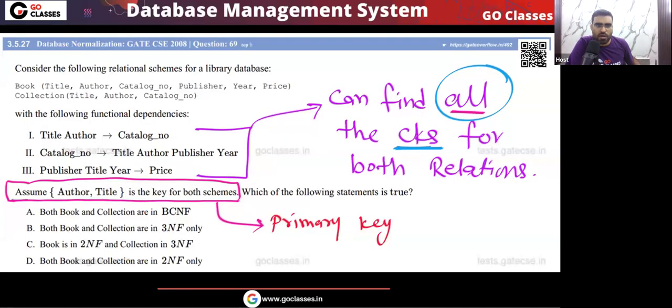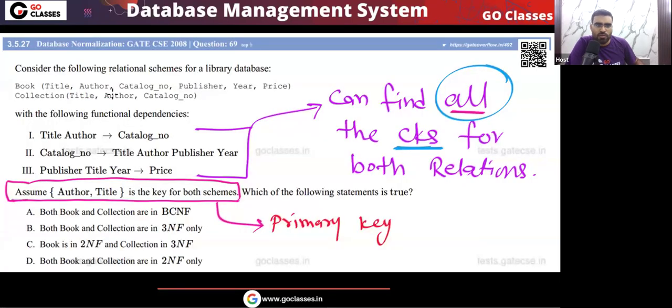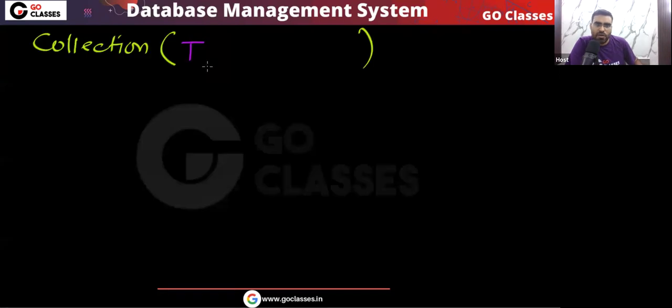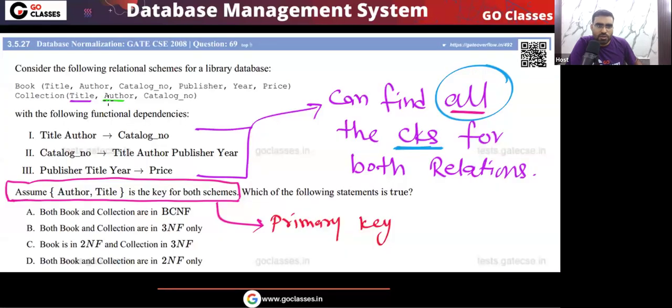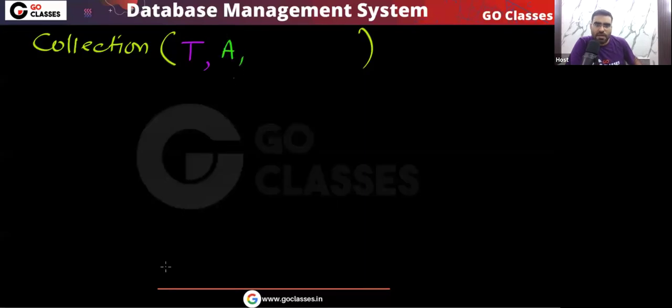Now you can see there are two tables. One is the collection table, another is the book table. First let me see this collection table. For convenience I will write all of them in short form. This title I will write T, this author I will write A, and this catalog number I will write C. So TAC. These are the three attributes.